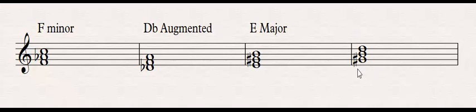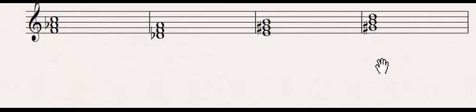Okay, same thing with this last one. I bet you can guess. Okay, so the G sharp to the B is a minor third, and the B to the D is also a minor third. So this one ends up being G sharp diminished. Okay, so far so good.